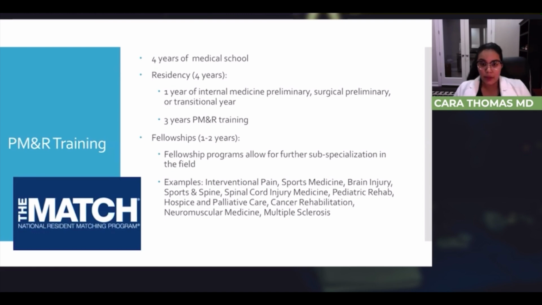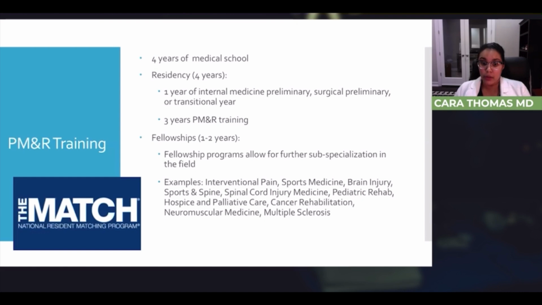After that, you can practice, but a lot of people decide they want to do a fellowship to further specialize or subspecialize. Our fellowship programs are typically 1 to 2 years. I personally did a spinal cord injury fellowship, which was 1 year. But there are a lot of different areas, and everybody has different interests.